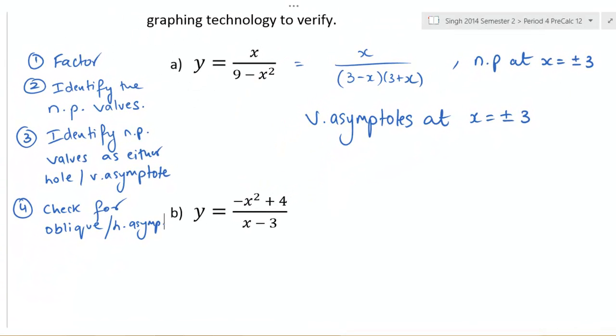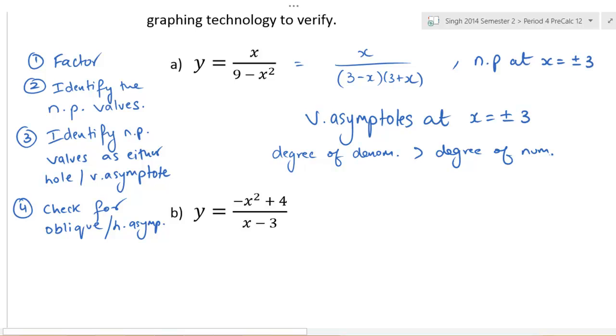Okay, going back to this part over here. We look at this function, we have the bottom polynomial is a higher degree than the top polynomial, so as a result we say degree of denominator is greater than degree of numerator, and that means therefore we have a horizontal asymptote at y equals 0. Horizontal asymptote at y equals 0.